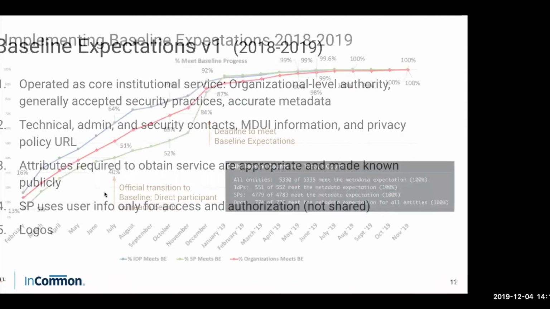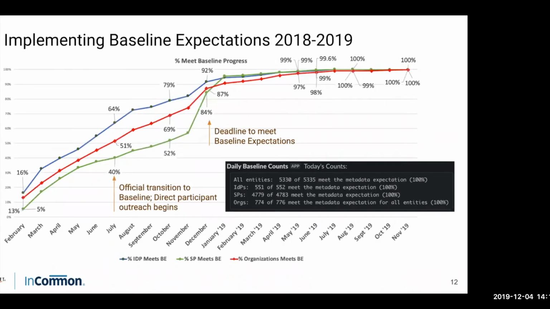So how'd we do? This is a graph, thanks to Albert, that indicates the progress both for identity providers, service providers, and for organizations as a whole. An organization may have one or more of each IDP or SP. And we're essentially at 100% compliance with baseline expectations. Look at the details in the call box in black, there are one or two still outstanding, but essentially 100% participation.